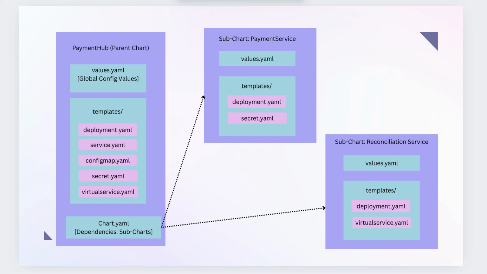Here we can see the Payment Hub parent chart, which orchestrates the deployment of the entire Payment Hub application. It contains Chart.yaml defining metadata and dependencies on subcharts, values.yaml for global configuration, and templates directory for Kubernetes manifests.